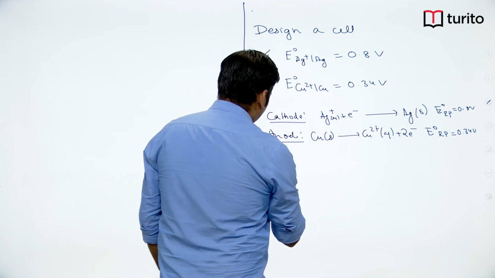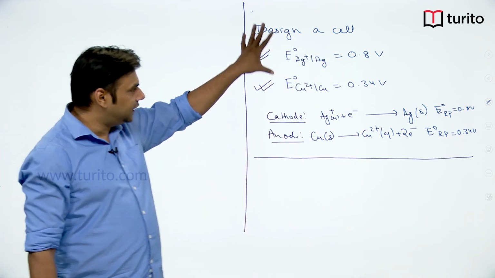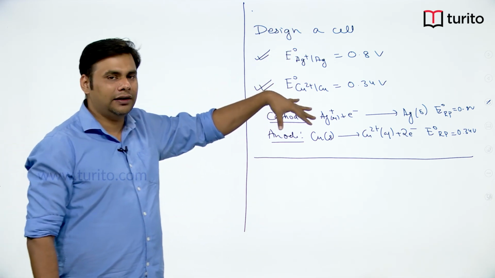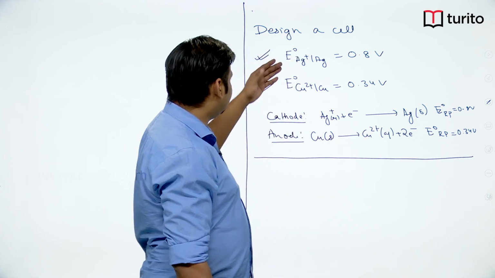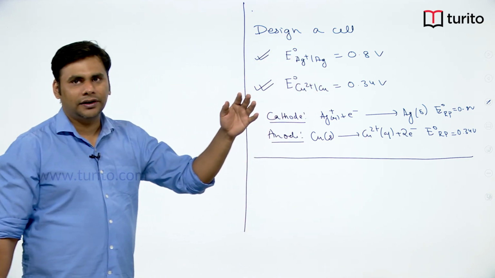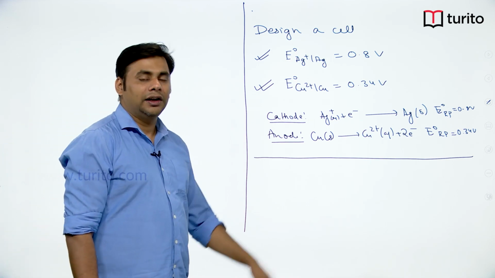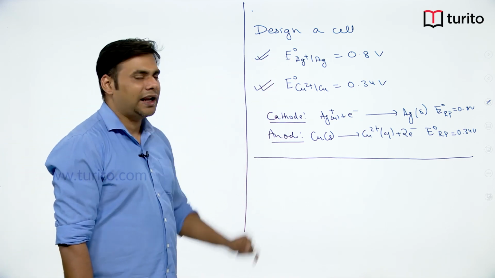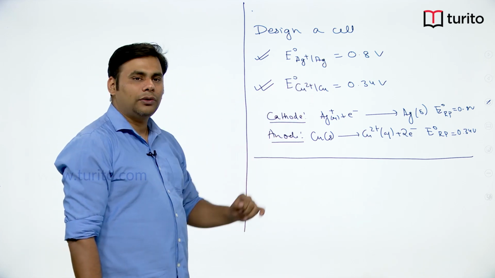Okay, so now when I am adding this, hope this is clear to you. I have to design a cell, I have been given these two data, so I have to design a cell which spontaneously produces current. I can see that the reduction potential of silver ion is much more than that of copper 2 plus ion. That means in the overall cell, silver ion has to undergo reduction. So this will have to act as a cathode and this has to act as an anode.